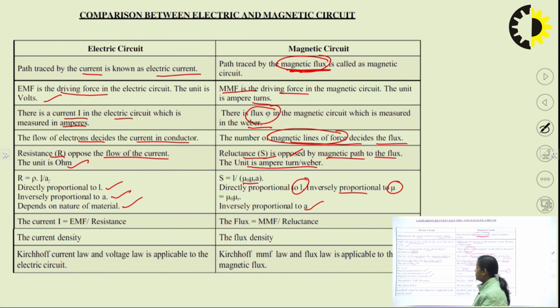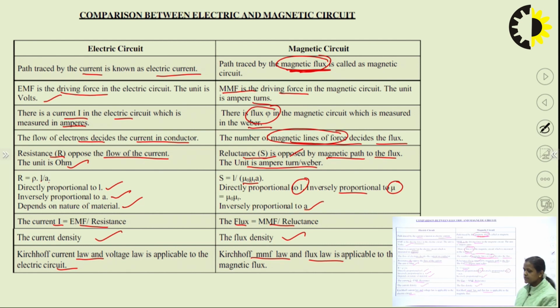Then we can express the current as EMF by resistance, and in a similar way we can express flux as MMF by reluctance, right. And then here we have current density, and there we have flux density. For the electrical circuit we have Kirchhoff's current law and voltage law, which are applicable to an electric circuit, and for a magnetic circuit we have Kirchhoff's MMF law and flux law, which are applicable to a magnetic circuit.